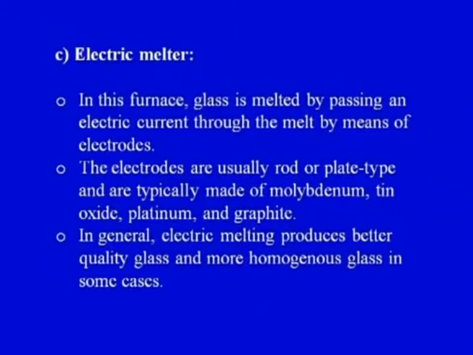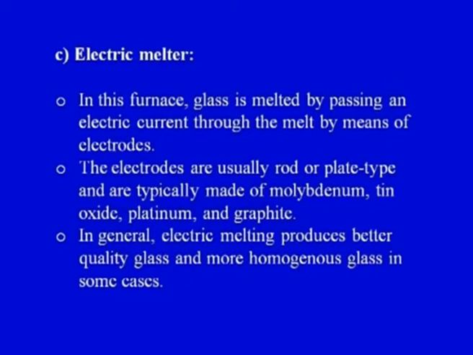Electric melter. In this furnace, glass is melted by passing an electric current through the melt by means of electrodes. Here the electrodes are placed and the current is used to generate the heat. The electrodes are usually rod or plate type and are typically made of molybdenum, tin oxide, platinum and graphite.